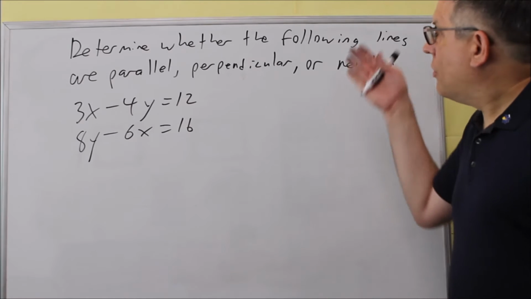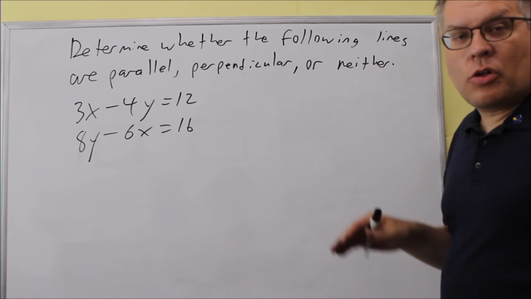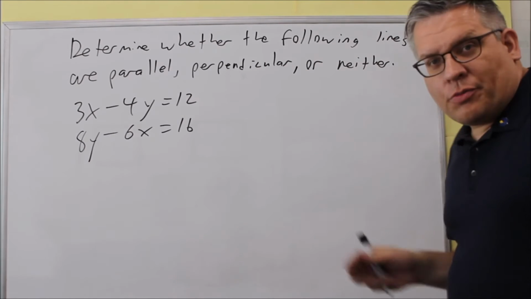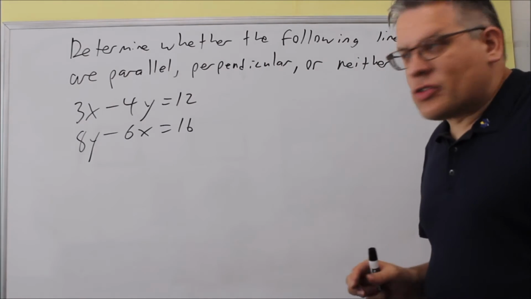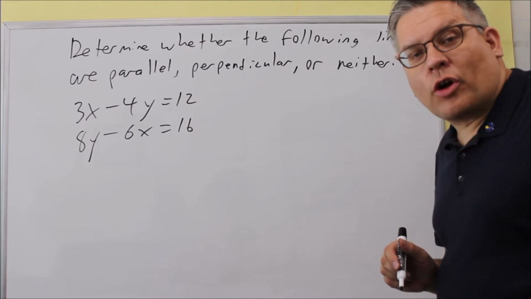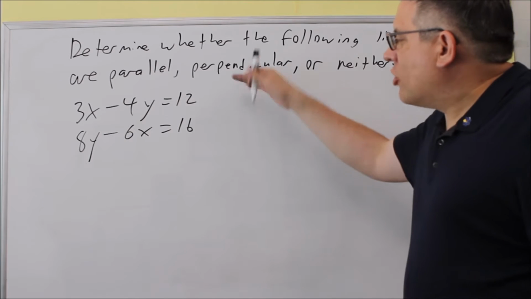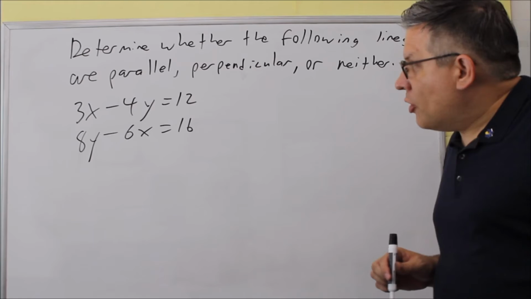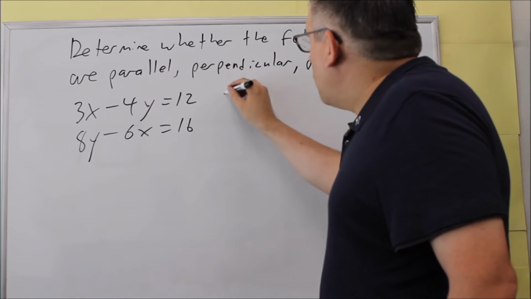Here's another one with parallel and perpendicular. We just want to determine if the following lines are parallel, perpendicular, or neither. The only way we can really do this is we have to put these into slope-intercept form, y = mx + b, and then we'll just compare the slopes and determine whether they're parallel or perpendicular or not. Let's do the first one.